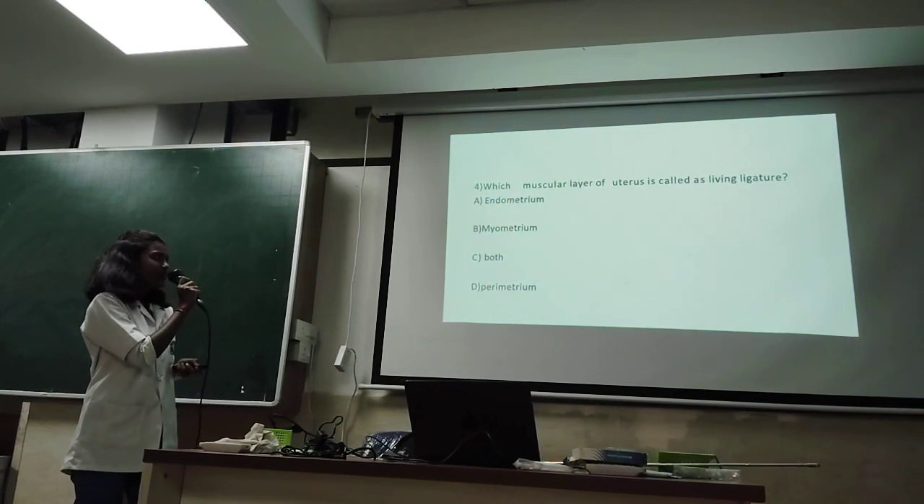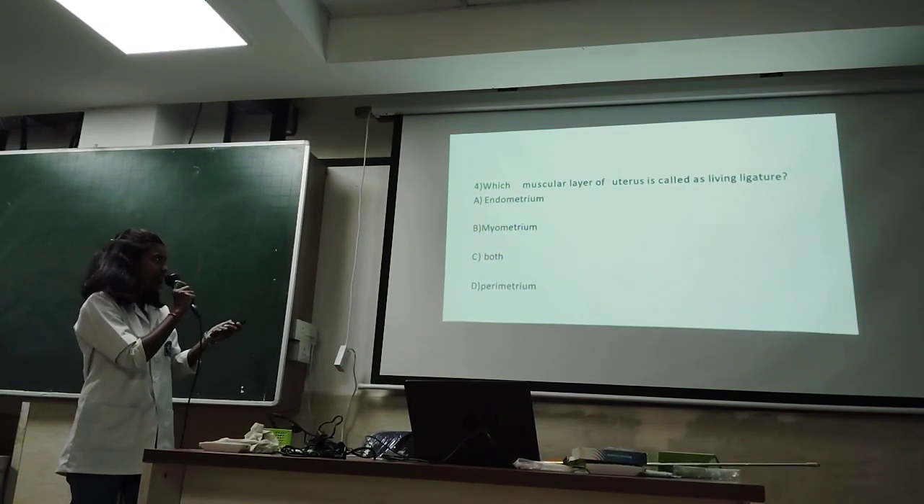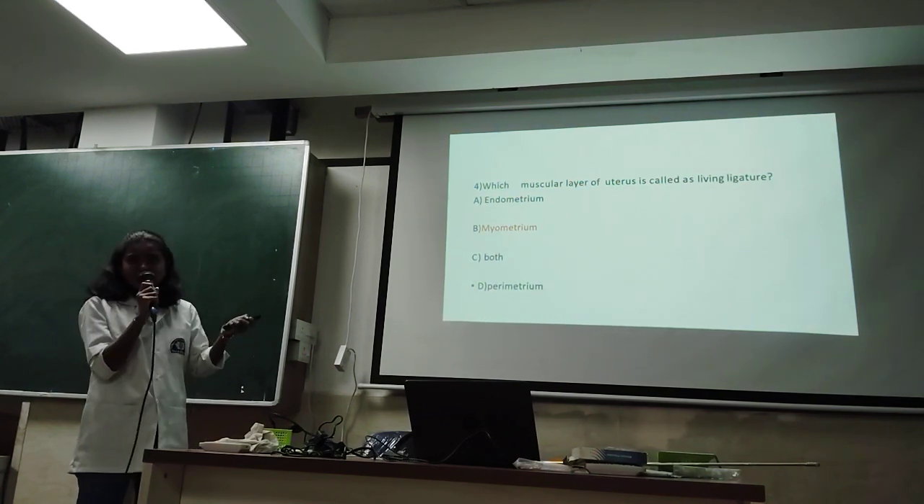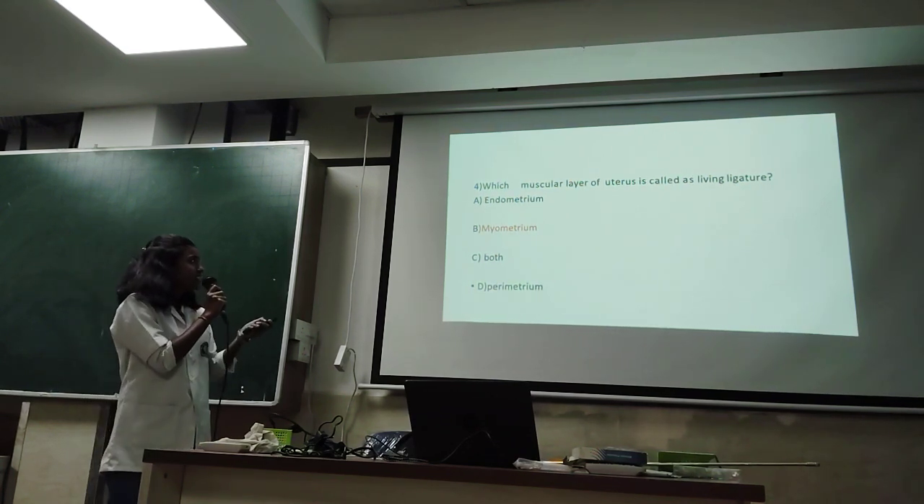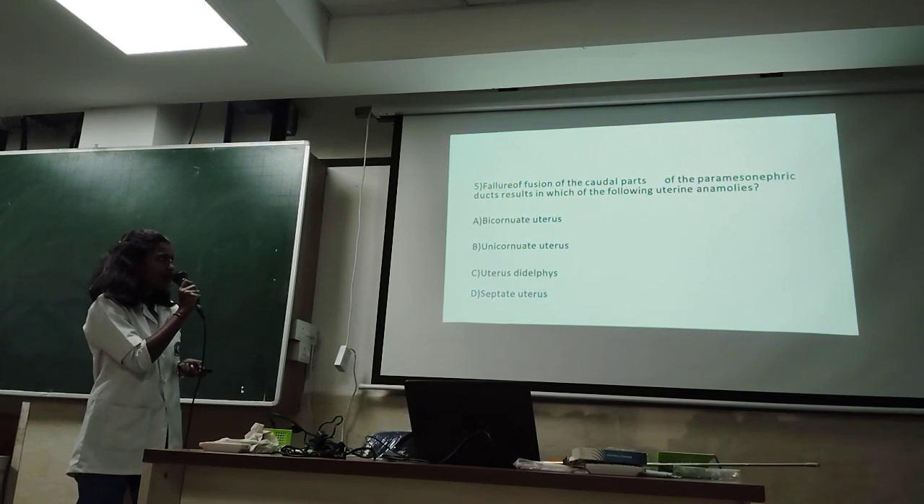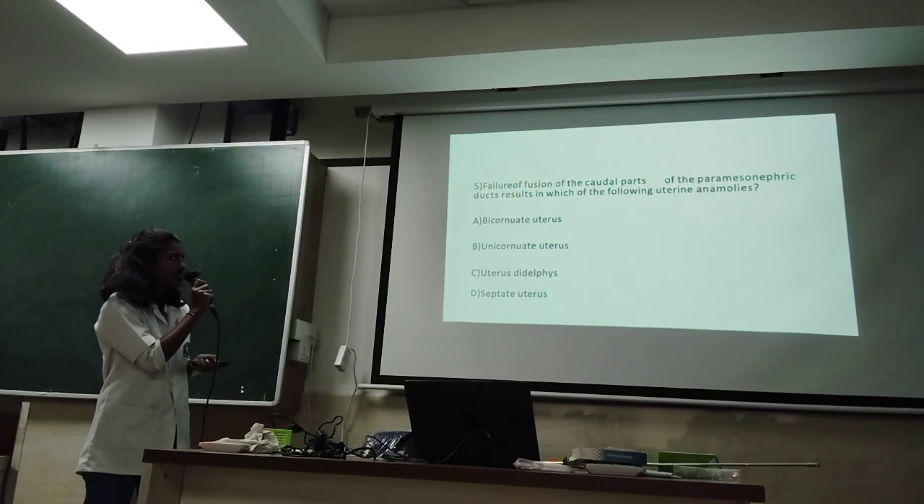Which muscular layer of the uterus is called the living ligature? Okay. Yeah, it's absolutely right. Myometrium. Next, the failure of the fusion of the caudal parts of the paramesonephric ducts results in which of the following uterine anomalies?